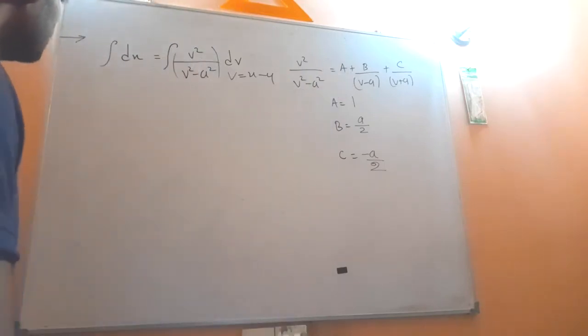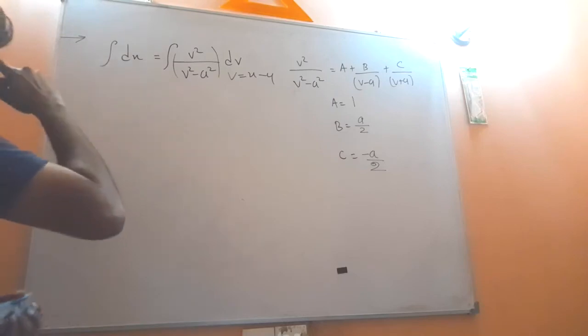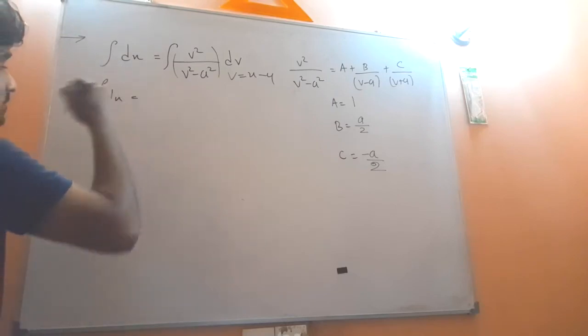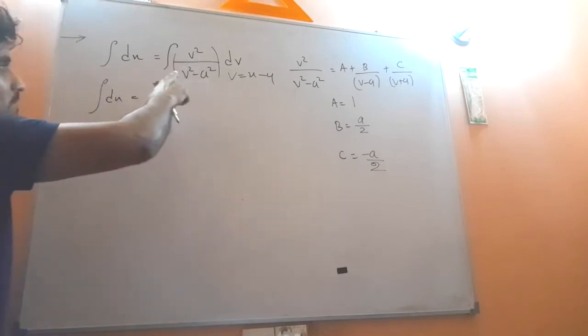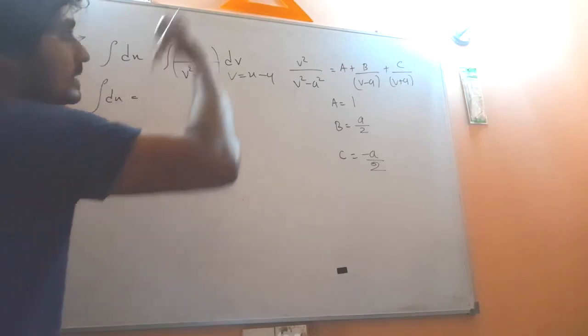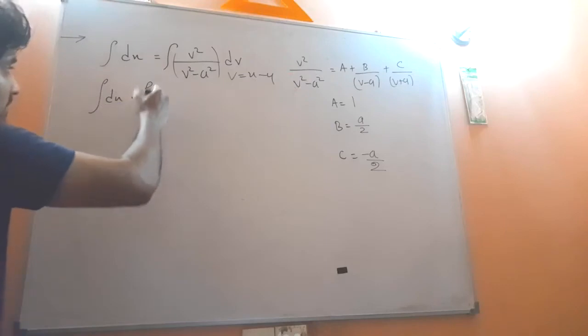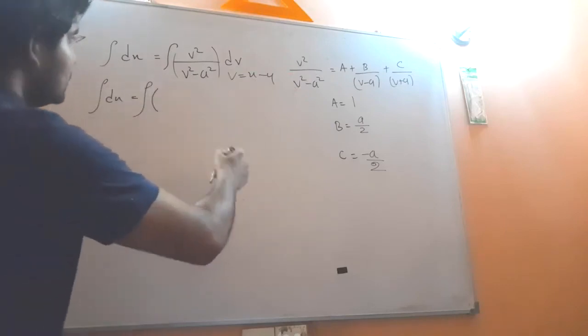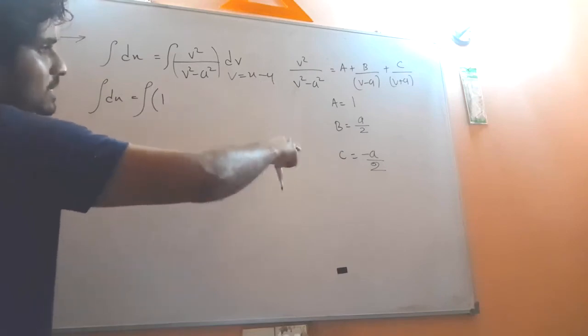So now let's see. Integration of dx, that's no problem. You can just write this integration of dx. That's no problem. So now V squared divided by V squared minus A squared, you can write in terms of that. So then put the integration symbol. Then put a bracket. Then what is A? That is 1. What is B? A divided by 2.